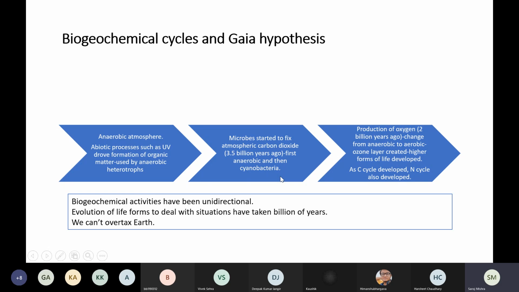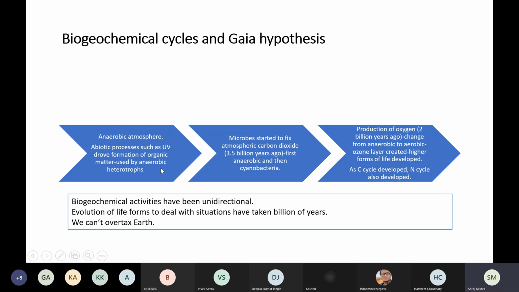And then cyanobacteria came, and as a result of this photosynthetic activity of fixing atmospheric carbon dioxide, molecular oxygen was formed as a byproduct of photosynthesis. So oxygen became available, about 2 billion years ago. There was a change in the Earth's atmosphere from anaerobic to aerobic. The ozone layer formed, and this allowed higher forms of life to develop, because the ozone gives protection against the dangerous UV rays. That allowed other life forms to develop. As the carbon cycle developed, the nitrogen cycle also developed.